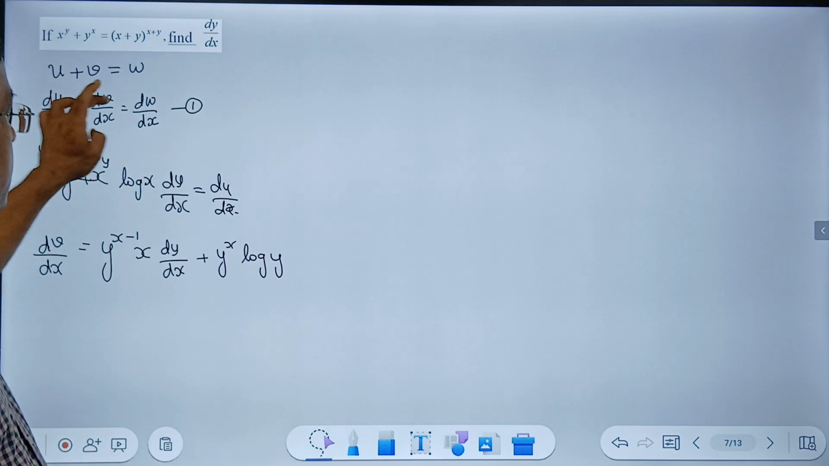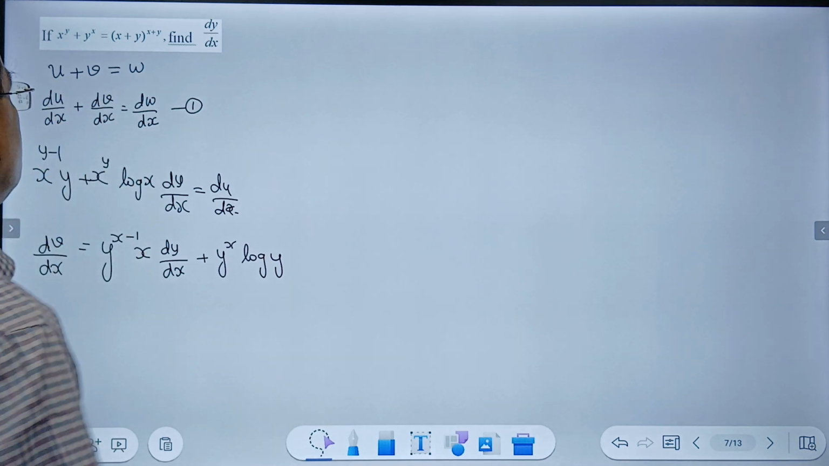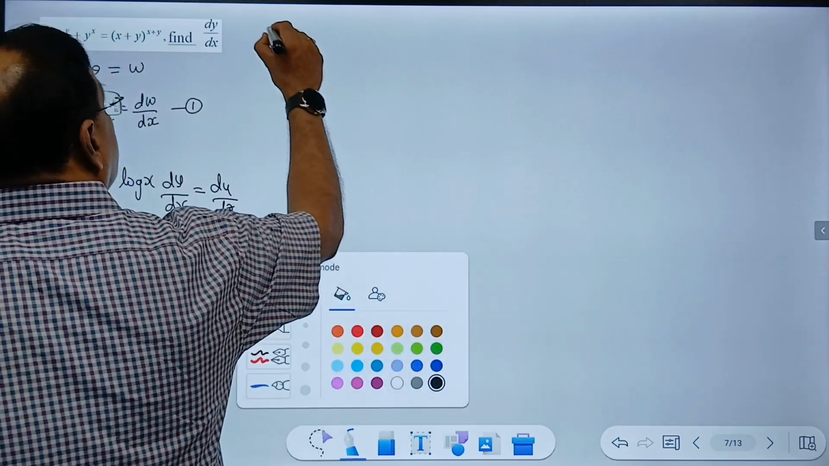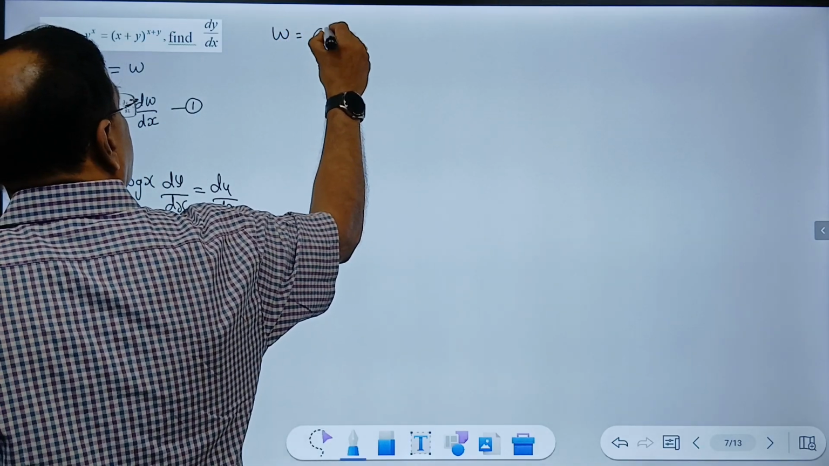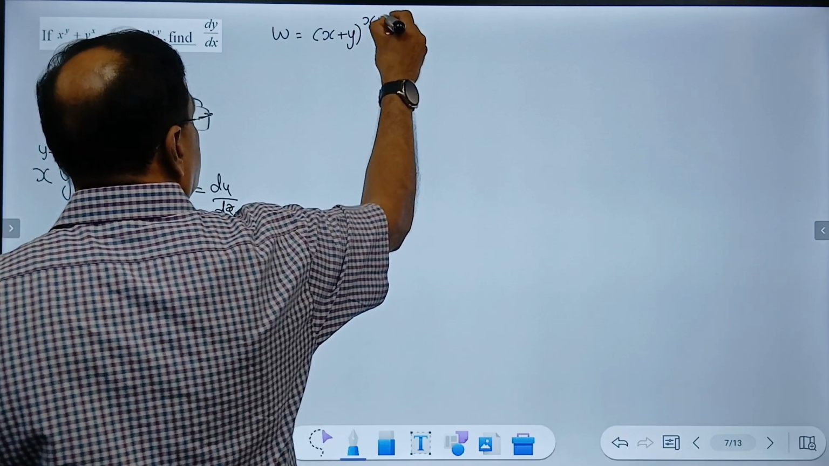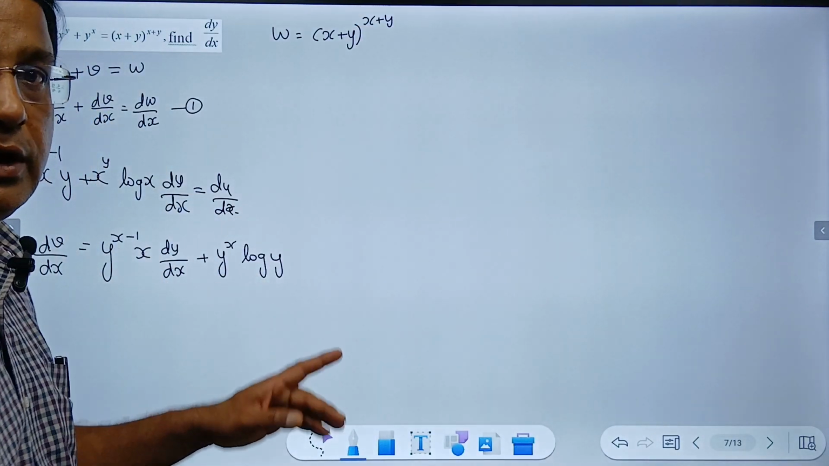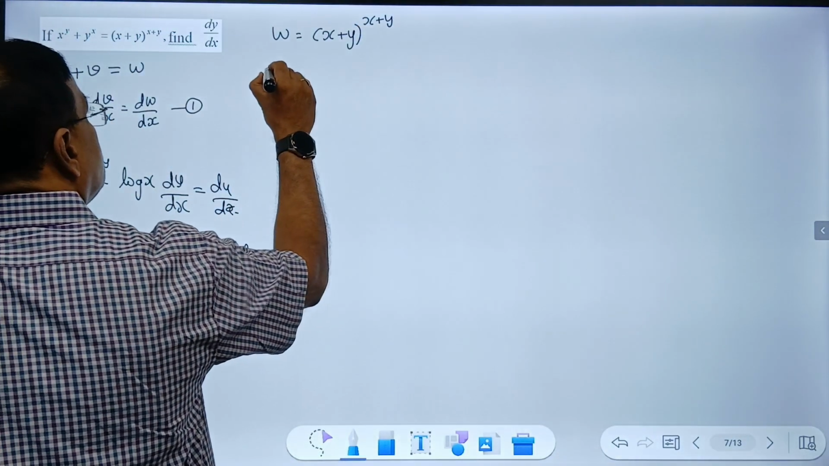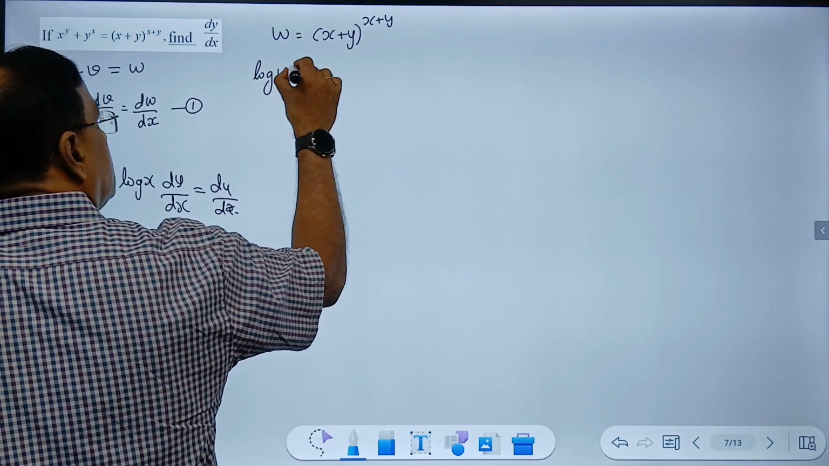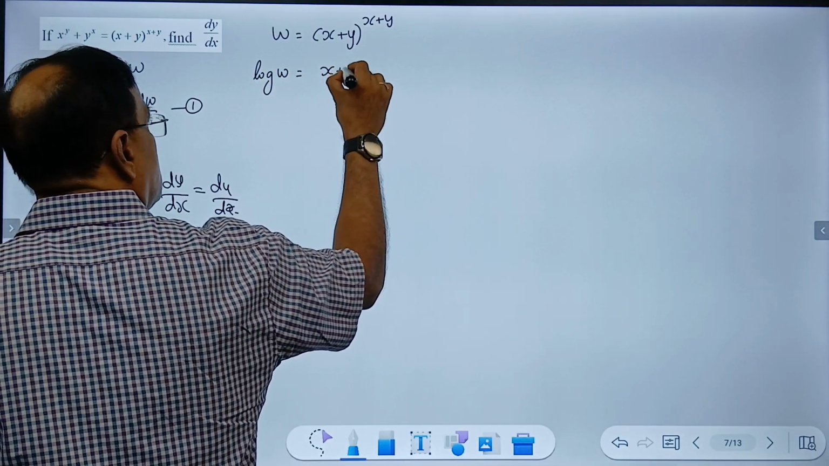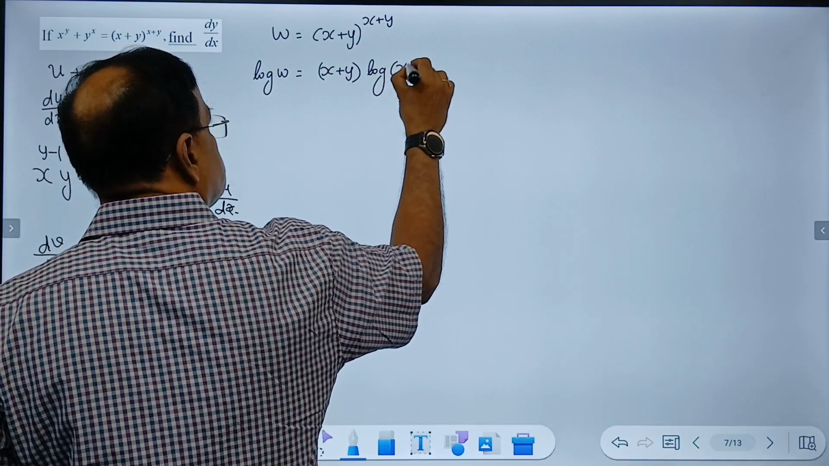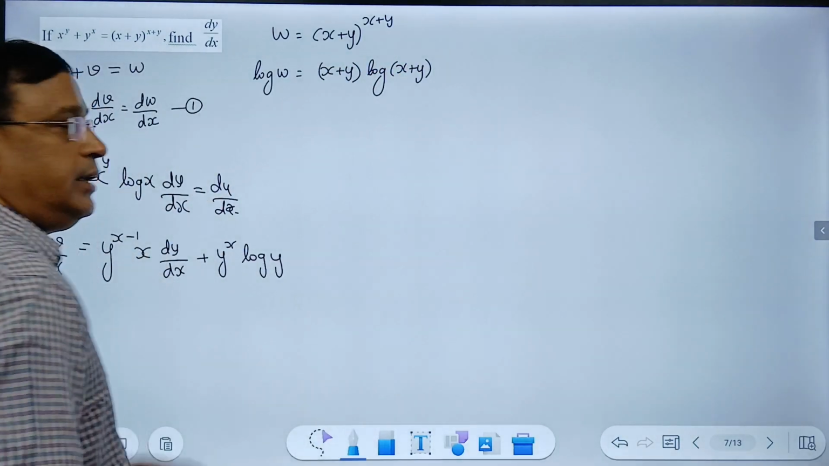Now I need to find my dw by dx. Let's see how to go about it. So what is my w? My w will be x plus y whole power x plus y. So it is variable raised to the power of variable, so I have to differentiate. So what is log w? Log w equal to x plus y log of x plus y.